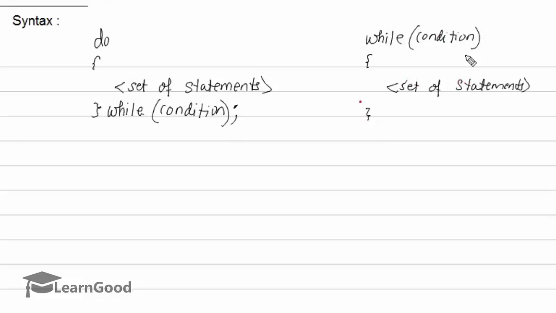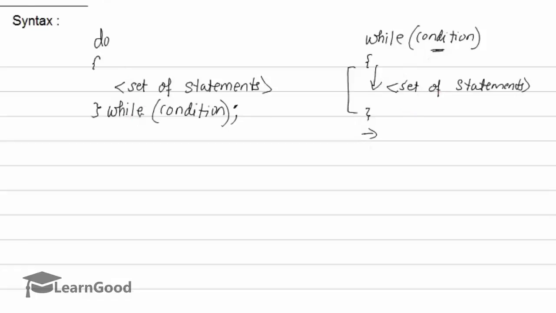Now both are loop statements. The main difference between do while and while is, in case of while, first the condition is checked. Only if the condition is true, then it will come inside the set of statements. So assume that the first time itself the condition is false. If the condition is false, that means the set of statements will not get executed. Immediately it comes out of the loop. That means not even a single time the set of statements will get executed.